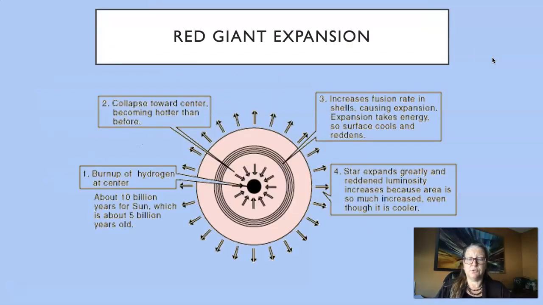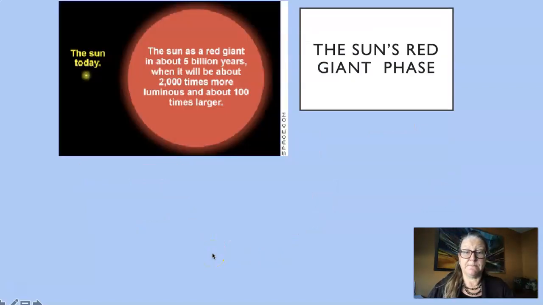Here's another cartoon showing these different stages. Number 1, burnup of hydrogen in the center of the star. For our sun, it's going to burn hydrogen for about 10 billion years. And you know that our star is about 5 billion years old, so we're about halfway through its life cycle. Then there's this collapse where the center becomes very hot and material falls to the core. There's an increased rate of fusion that takes place, energy expands, and the star expands to a much greater size.